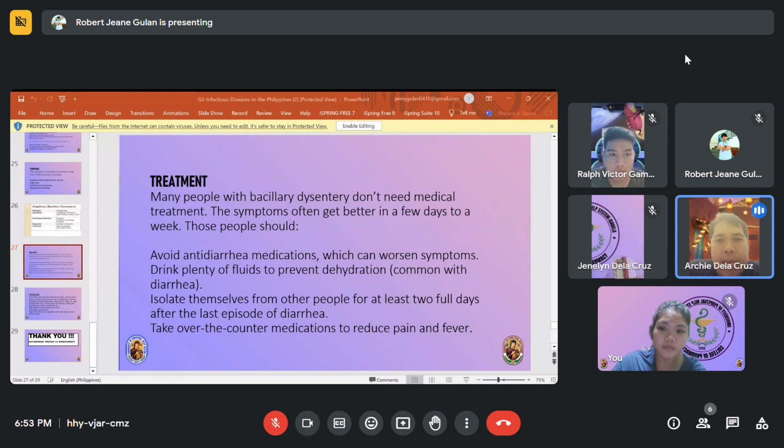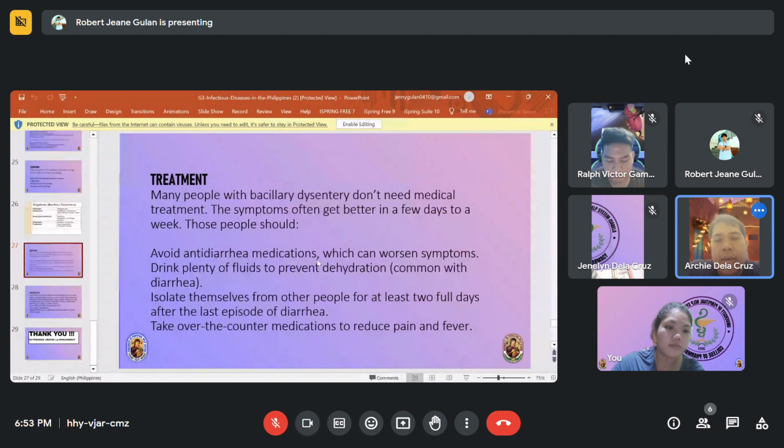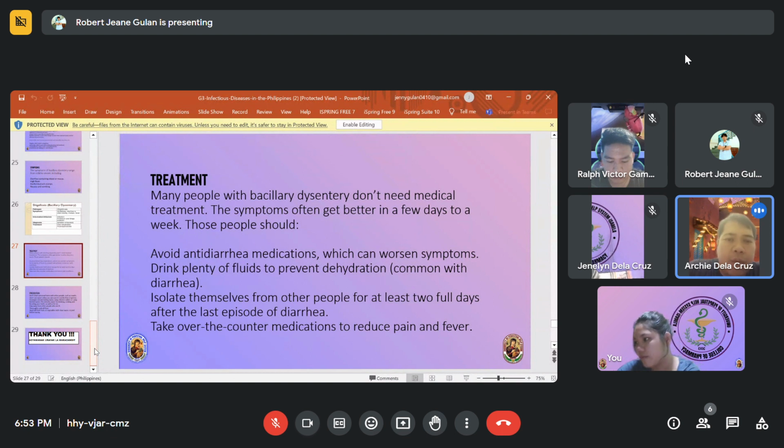At kung hindi naman kaya ang mag-self-medicate at talagang tuloy-tuloy pa rin ang pagtatae, punta na tayo sa pinakamalapit na emergency hospital para matapatan tayo o mabigyan tayo ng agarang lunas para hindi tayo lalong mapahamak. Lalong-lalo kung tuloy-tuloy ang ating pagdudumi. Okay?